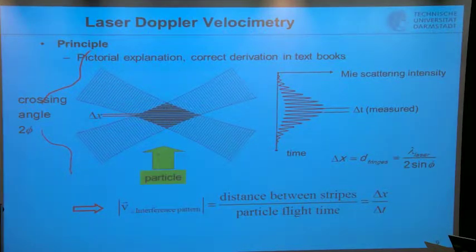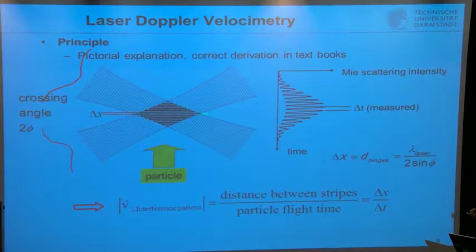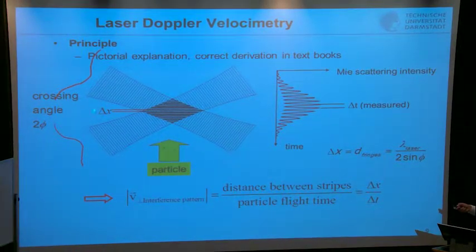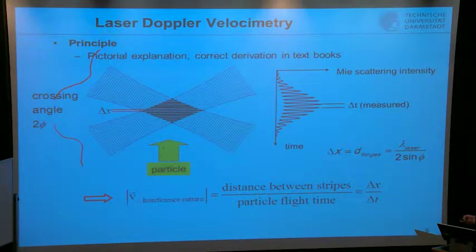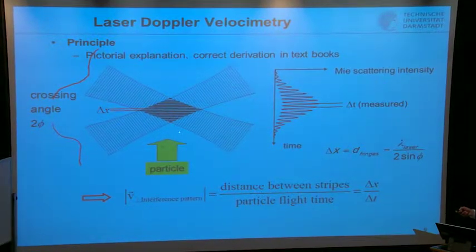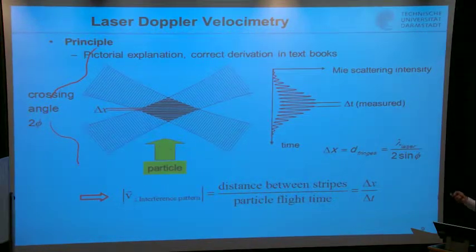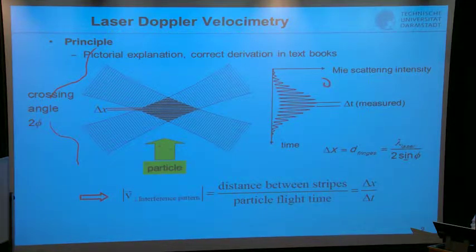And then assume you have now this probe volume, which might extend in this direction, as I said, maybe half a millimeter, a millimeter, depending on the crossing angle, can be as well 2 millimeters. And depending on the lenses you're using, maybe this diameter is in the order of 50, 100, maybe 150 microns. And then the particles which are seeded to the flow are going through this interference pattern. And then you have Mie scattering, no Mie scattering, Mie scattering, no Mie scattering, giving rise to a so-called Doppler burst. This is the Doppler burst.